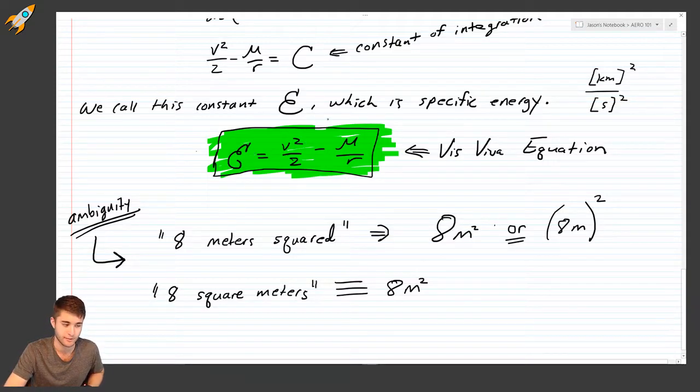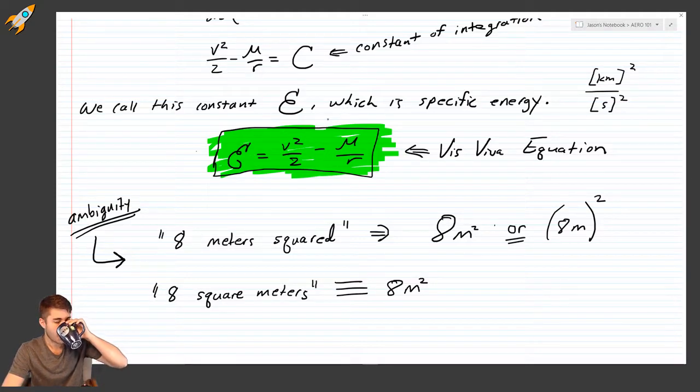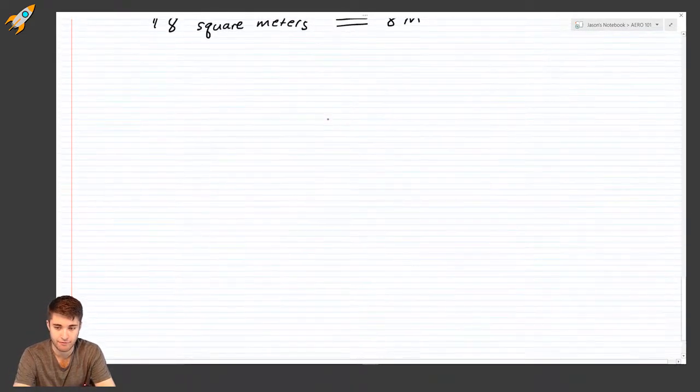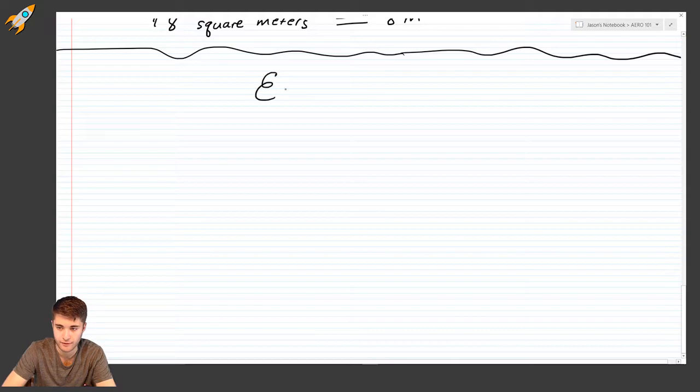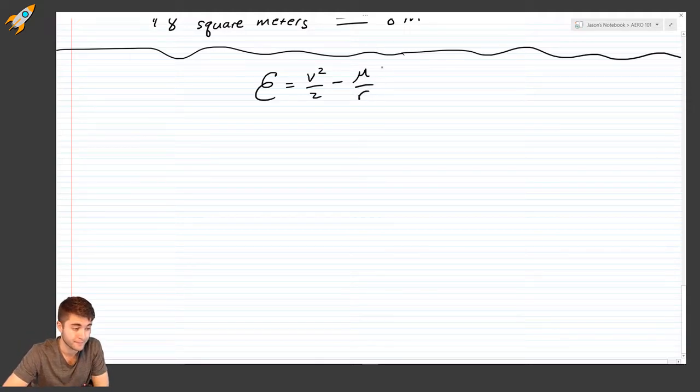If I increase velocity, what happens to energy? And I'm going to make a graph for this. So let's use Vis Viva now, right? E is equal to V squared over 2 minus mu over r. What happens when I increase velocity? So let's go like this. Squares? What squares? Were you talking about this ambiguity up here?